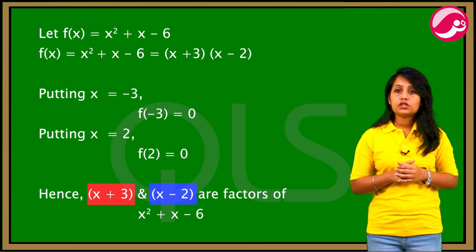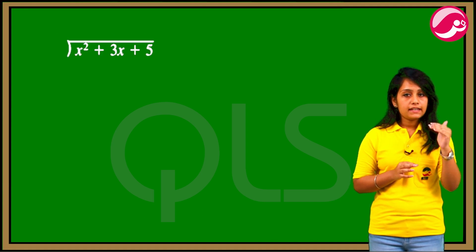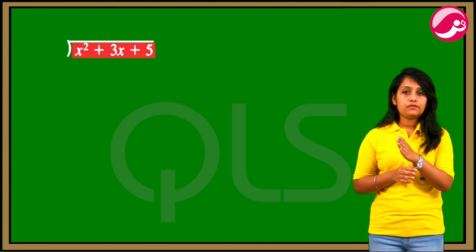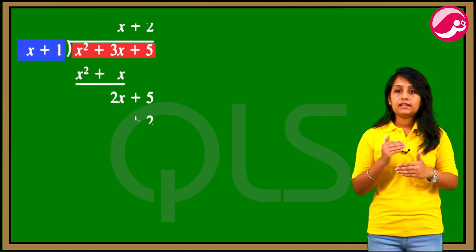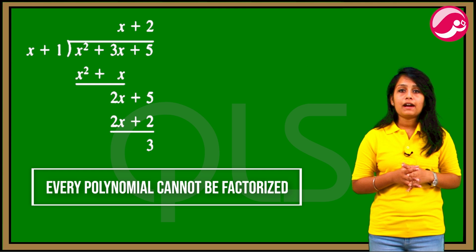Often, long division will produce a non-zero remainder. For instance, if you divide x square plus 3x plus 5 by x plus 1, you obtain the remainder 3. This proves that not every polynomial can be factorized.